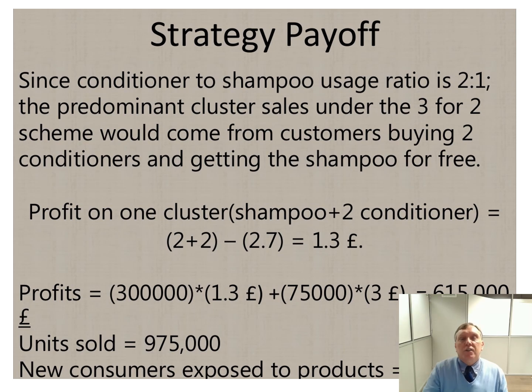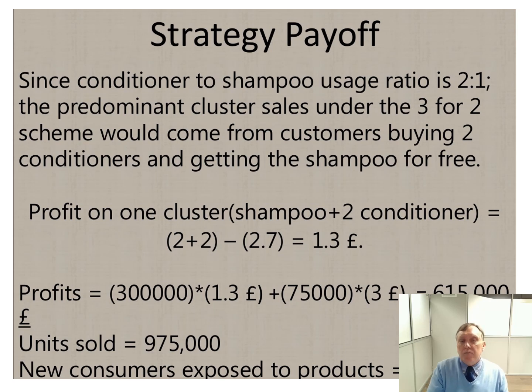So since the conditioner to shampoo usage is 2 to 1, in other words, use twice as much conditioner as shampoo, well, the predominant cluster sales under the 3 for 2 scheme would come from the customers buying 2 conditioners and getting the shampoo for free. So don't forget, it's the cheaper of the 2.